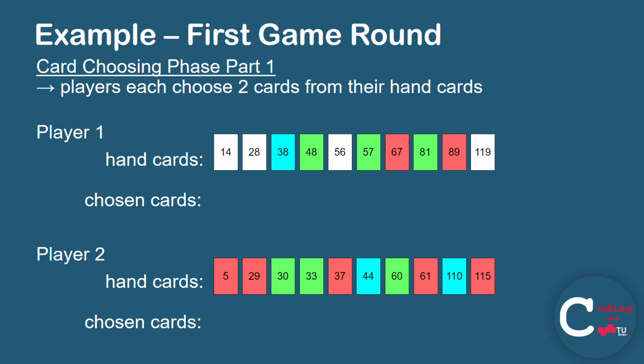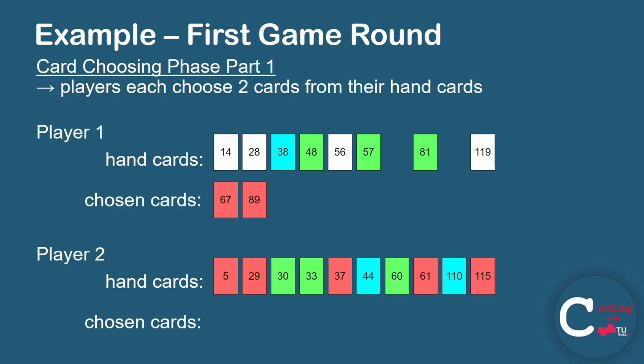Here we see the setup after distributing the cards, and player 1 now will choose 2 hand cards to put into their chosen cards. Player 1 chooses this red 89 and this red 67, and the chosen cards are also sorted in ascending order, as you can see here. Also take care, those need to be stored as a linked list, because this is also a row of cards. It's only 2 cards long, but you need to follow the same specification.